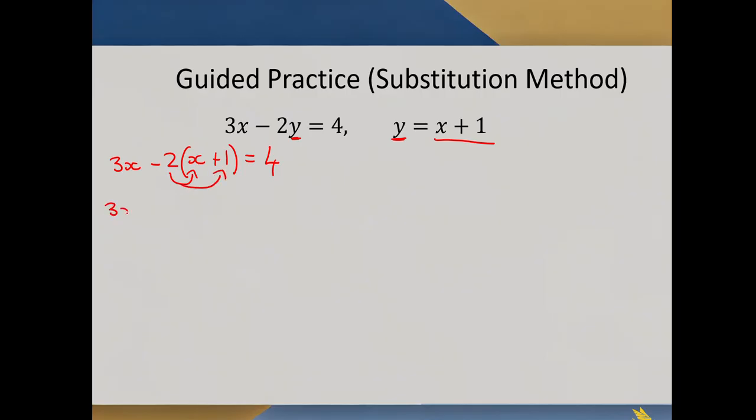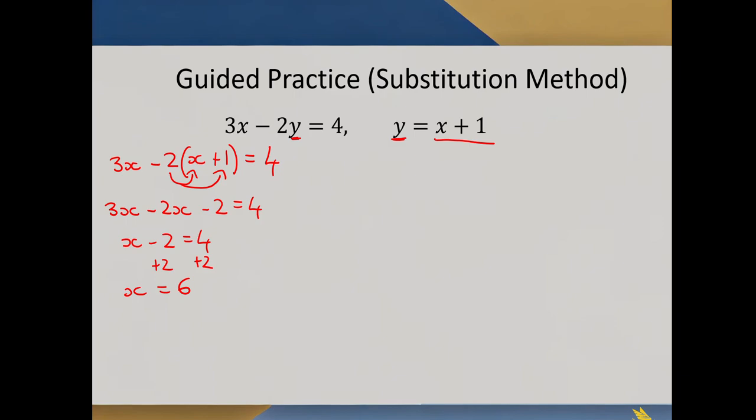The next step is I'm going to expand my brackets. So that gives me 3x take away 2x, negative 2 times 1 is negative 2, is equal to 4. I will simplify my x's. 3x take away 2x is just x, and I will get x by itself by doing the opposite of take away 2 and adding. So that will give me x is equal to 6.